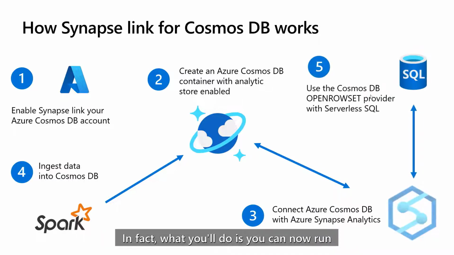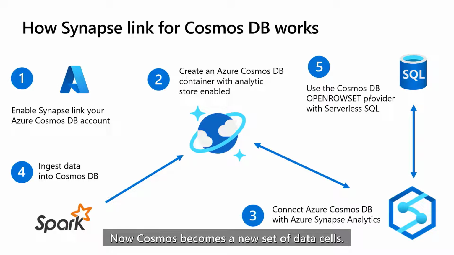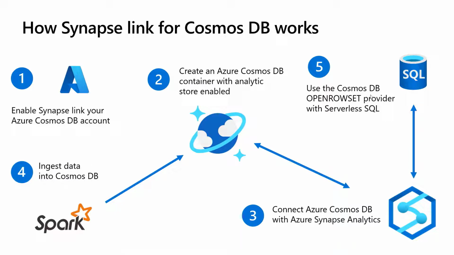Then you can run serverless SQL queries with OPENROWSET against Synapse using the new Cosmos DB provider. And of course, Synapse will redirect these queries against the analytical store. Remember our diagram about data cells with Azure Data Lake and Azure Storage. Now Cosmos becomes a new set of data cells. We still use the same technology to look at the analytics store, which is in columnar format, and use the data cell with hashes and our partitions to access the data. So the same way we look at files, we can now look at Cosmos through this concept called Synapse Link.